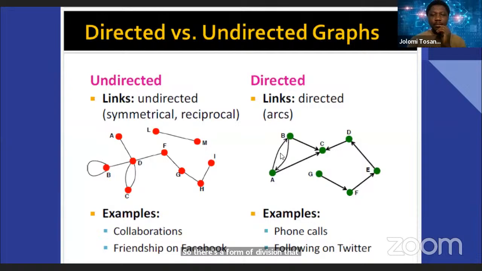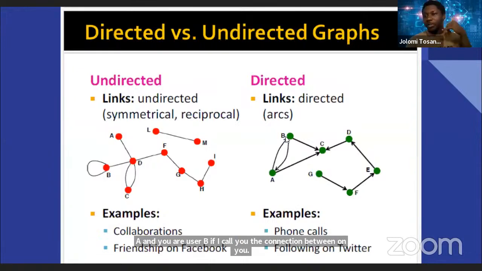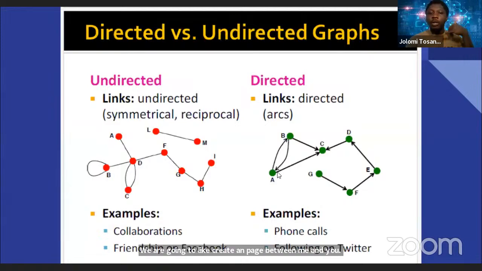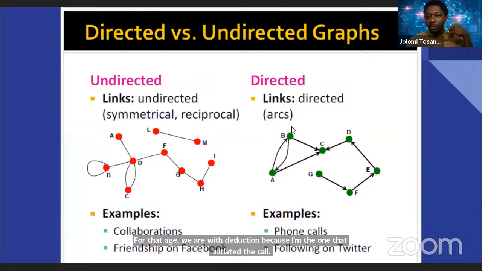For example, if I am user A and you are user B, and I call you, we are going to create an edge between me and you, but that edge would have a direction because I'm the one that initiated the call. The edge will be pointing from me to you, right? So that is a direction that we cannot ignore.